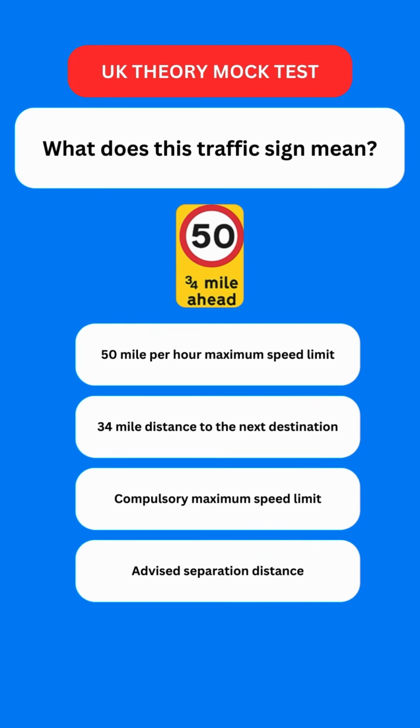Next question is, what does this traffic sign mean? Options are 50 miles per hour maximum speed limit, 34-mile distance to the next destination, compulsory maximum speed limit, or advised separation distance. The correct option is the first one. This sign means that 34 miles ahead, the speed limit will be 50 miles per hour.